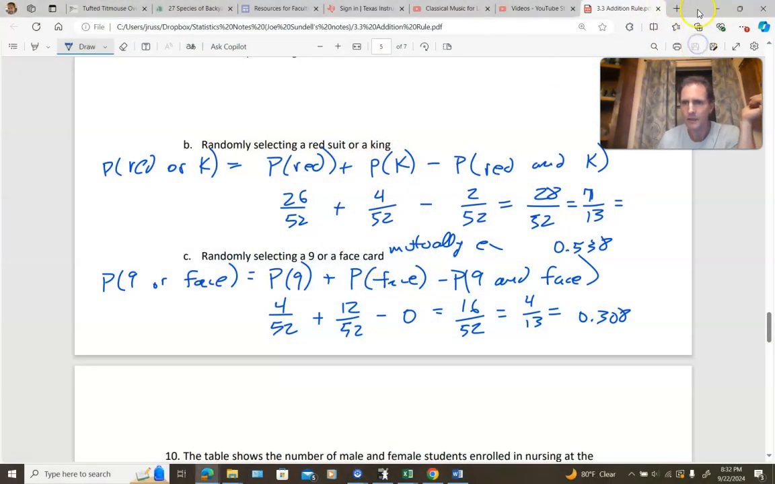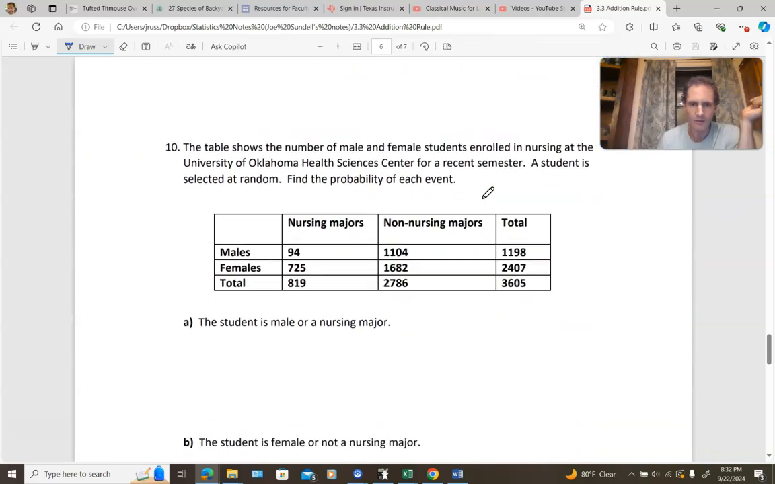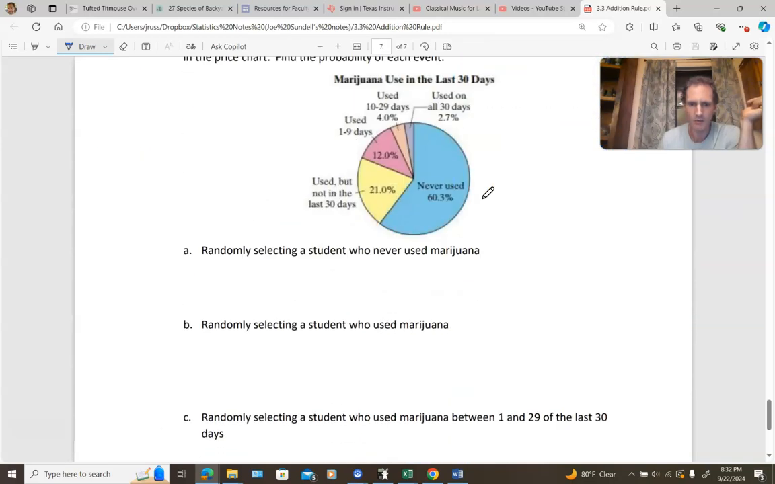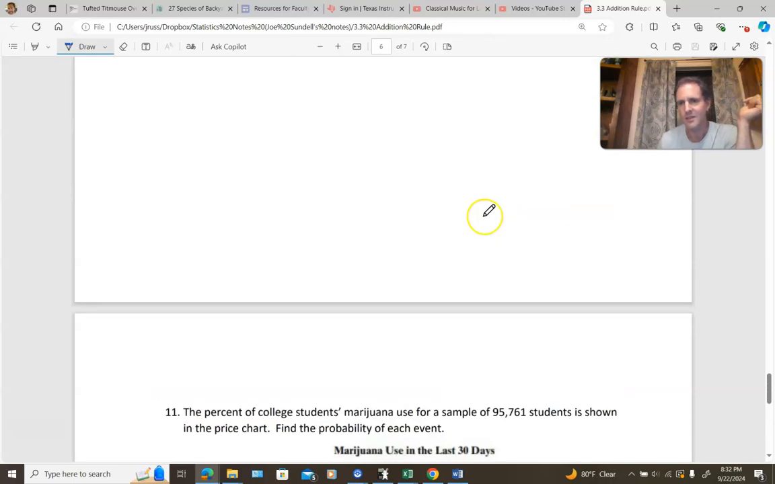Sorry about that, guys. All right, well, let's go on. I think we got a couple examples left. It's just that some of these examples have multi-parts.